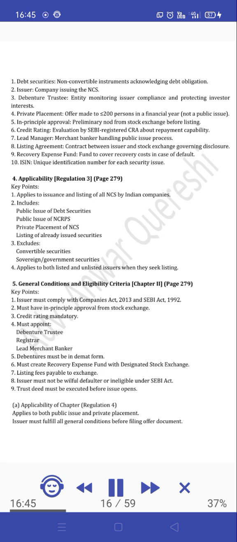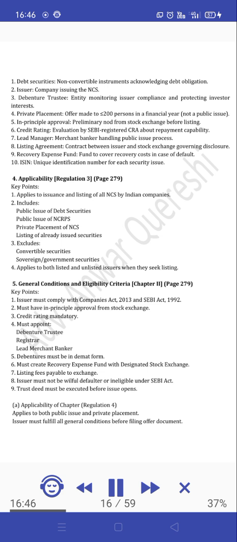3. Credit rating mandatory. 4. Must appoint debenture trustee, registrar, lead merchant banker. 5. Debentures must be in demat form. 6. Must create recovery expense fund with designated stock exchange. 7. Listing fees payable to exchange. 8. Issuer must not be willful defaulter or ineligible under SEBI Act. 9. Trust deed must be executed before issue opens.